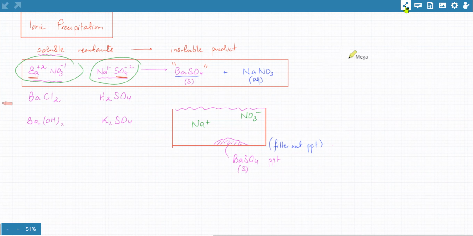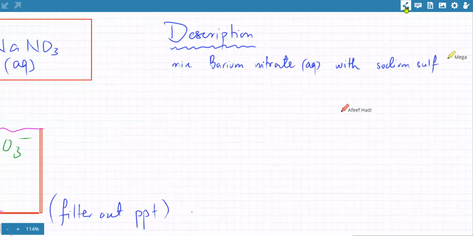So I'm going to write down the description. The description is pretty simple. The only thing that you have to do is think of the two reactants that you're going to use. So you're going to write that you mix barium nitrate, which is going to be aqueous, with sodium sulfate, which is also going to be aqueous.